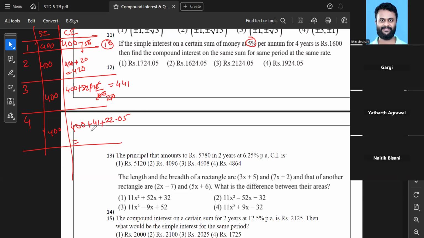So total addition gives you 463.05. Now, when you add all the interest, the total compound interest becomes 463.05, then 441, then 420, then 400. It becomes 1724.05. That's your answer.